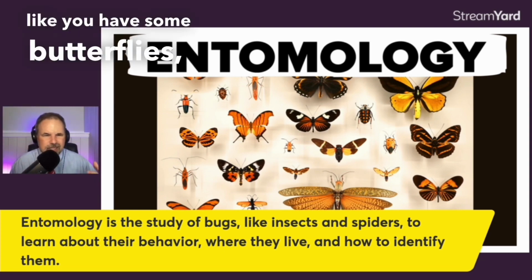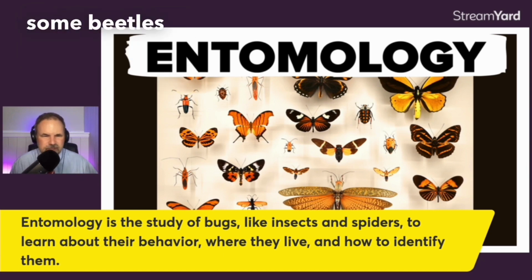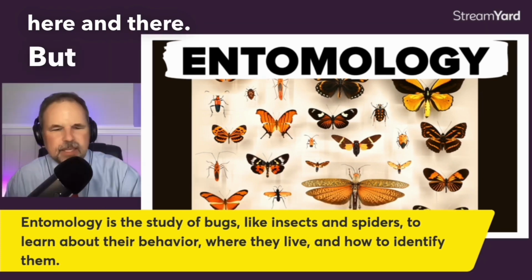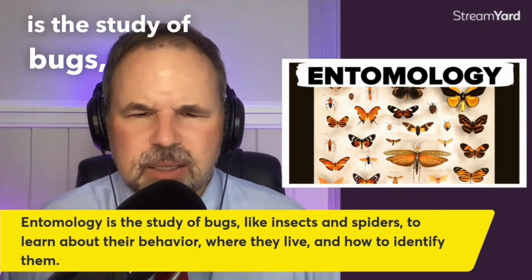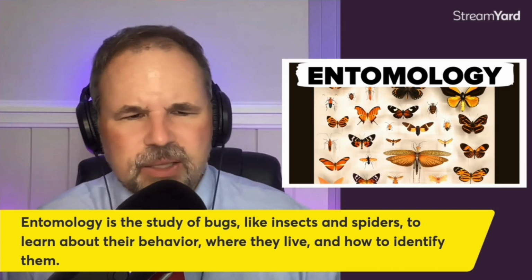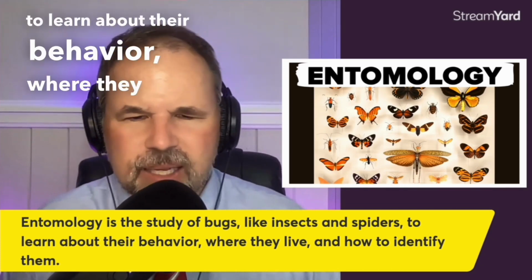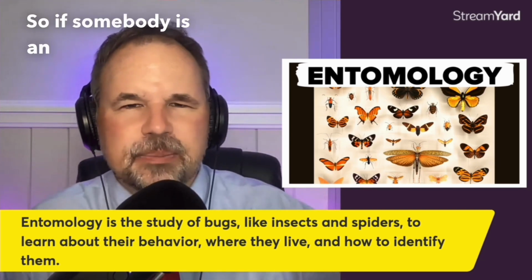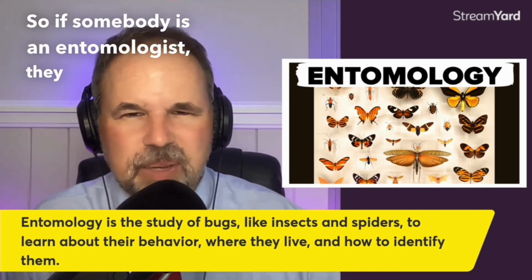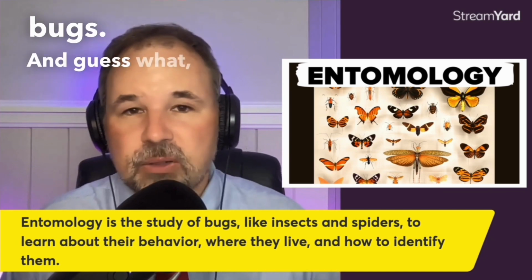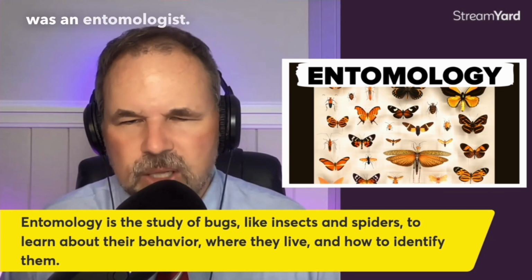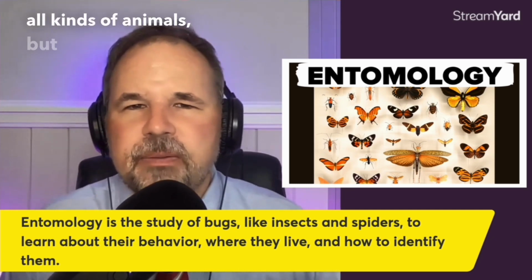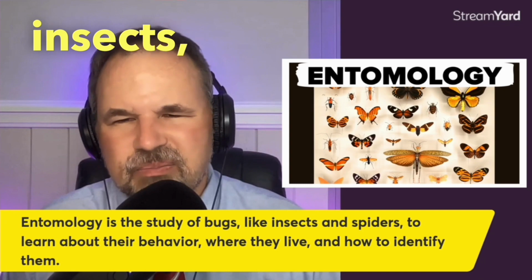Looks like you have some butterflies. You got maybe some beetles of some sort, maybe a grasshopper here and there. But entomology is the study of bugs like insects and spiders to learn about their behavior, where they live, and how to identify them. So if somebody is an entomologist, they basically study bugs. And guess what? Charles Darwin was an entomologist. He studied all kinds of animals, but he focused on insects, bugs.